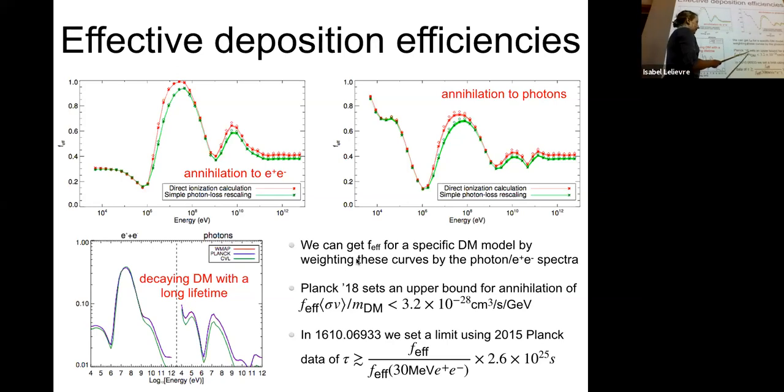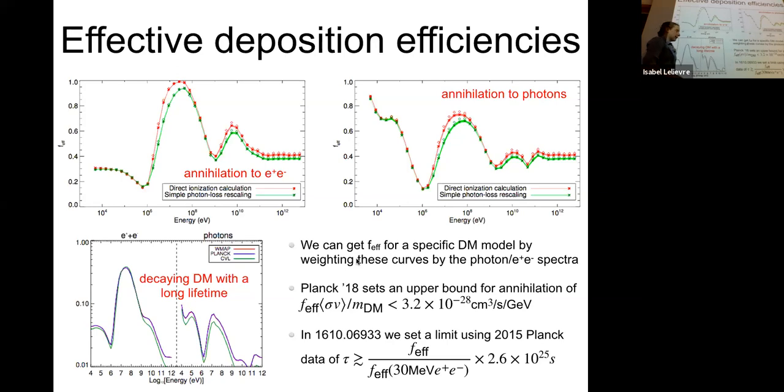So Planck sets an upper limit for annihilation on the combination of this efficiency factor, the cross-section, and the dark matter mass, that this result should be below about 3.2 times 10 to the minus 28 centimeters cubed per second per GeV. So as we argued on the first day, the constraint on the cross-section is going to get stronger for lower masses, because lower mass dark matter freezes out later for a thermal relic for a fixed cross-section.